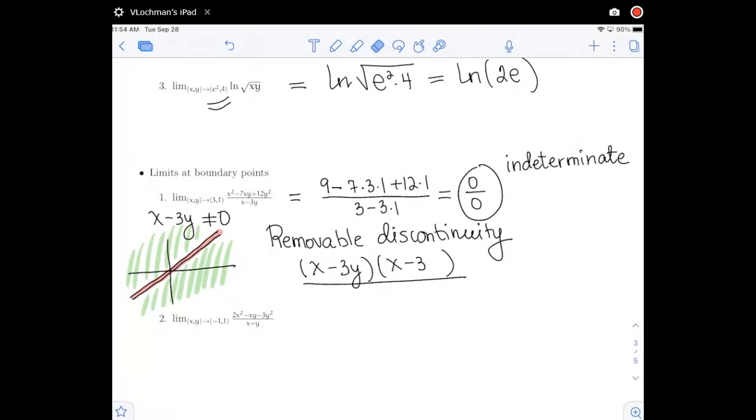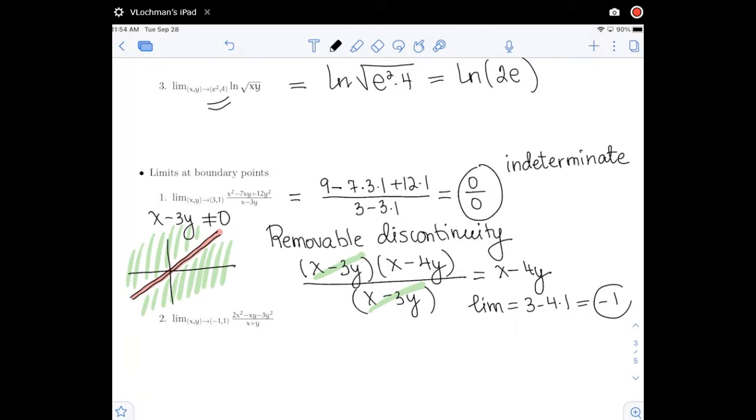Oh, just kidding. That other one is x minus 4y. Okay, on the bottom we still have x minus 3y. And notice what happens. This is the removable discontinuity. That expression cancels out. And now we're left with x minus 4y, which we can evaluate at these points. So now the limit is just 3 minus 4 times 1, which is negative 1. So the limit does exist, because we have a removable discontinuity at that point.